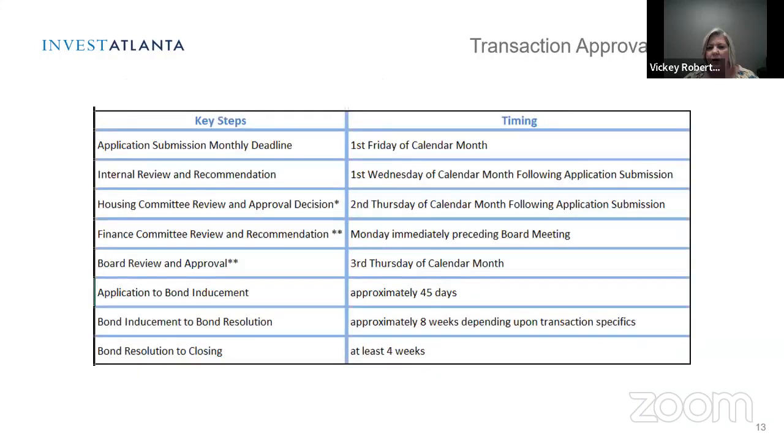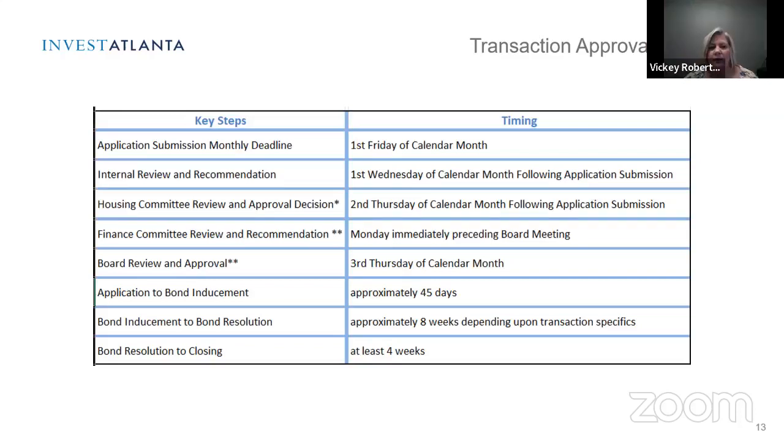And then key dates and timing: these fluctuate depending on the deals. We would love for everything to come in smoothly and to get it to the board in 45 days, but sometimes it does take a little longer. We accept applications generally any day, but prefer them to come on the first Friday of the calendar month, which allows us time to do our due diligence and vet them and ensure that everything is met, to go to our internal review committee, who meets on the first Wednesday of the month. And then they go to the next level.